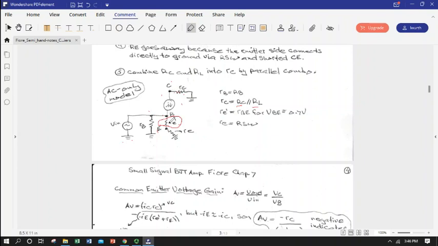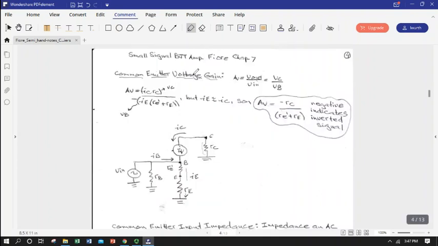So if we calculate our ICQ, our actual DC collector current that's flowing at the operating point, then we know the current that we're going to use to calculate our R little e. And so basically our entire DC model does nothing but give us our R little e. But it's very critical because R little e is pretty much a big key term in defining gain. So it's definitely worth doing.